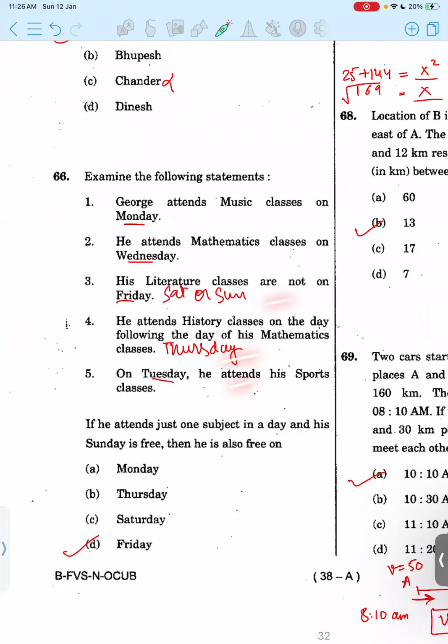Now here again certain data. We have to find out that one attends just one subject in a day. Sunday is free, then the person is also free on which day? It should be Friday. Option D. Which option? D. Friday. D.